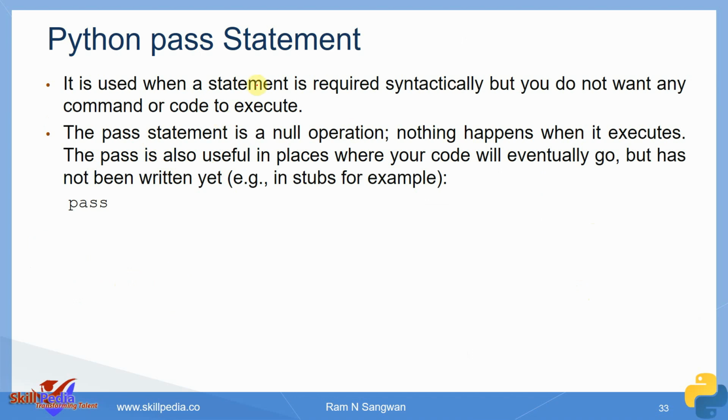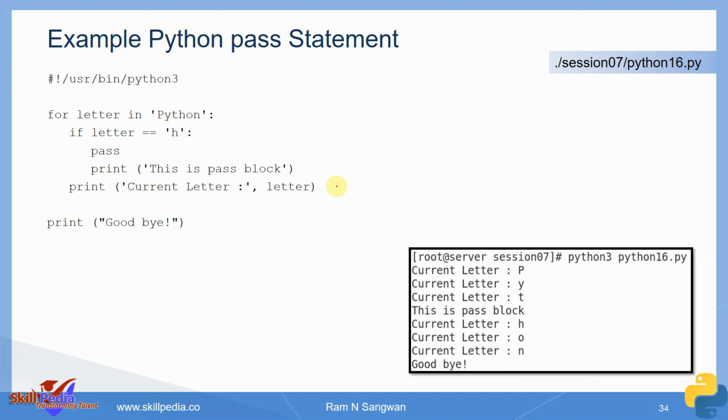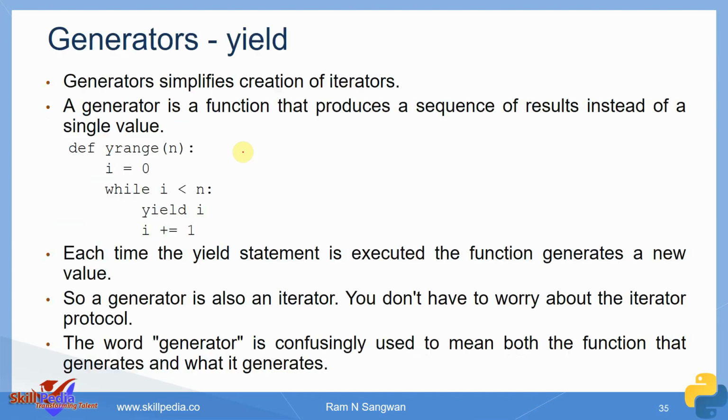Pass statement. It is used when a statement is required syntactically, but you do not want to do anything. So it is of no use for that matter. It is a null operation actually. Nothing happens when it executes. The pass is also useful in places where the code will eventually go, but has not been written yet, for example stubs. So it will pass. It will not do anything actually. You are waiting for something to happen. And when you say pass, this block will be executed. This is the pass block. And this is the pass statement in Python.